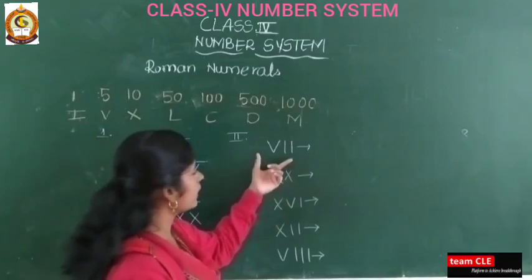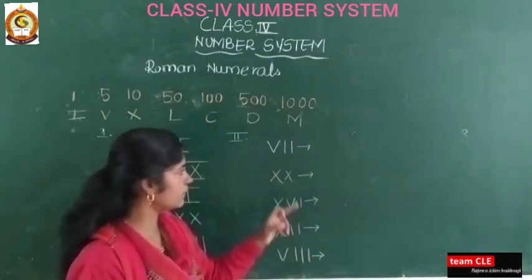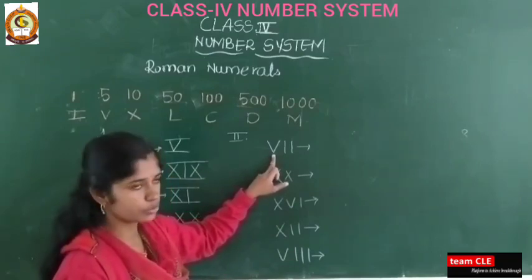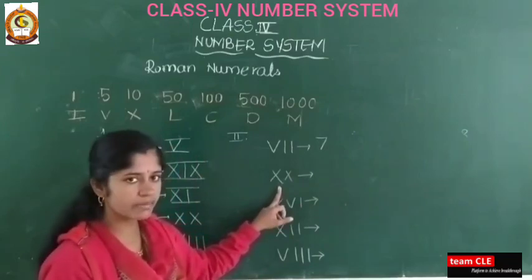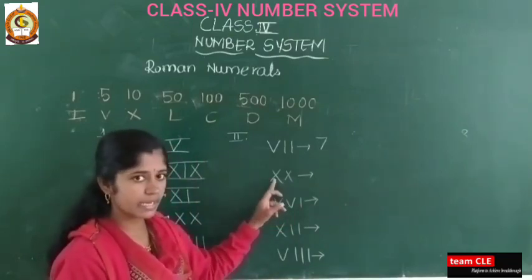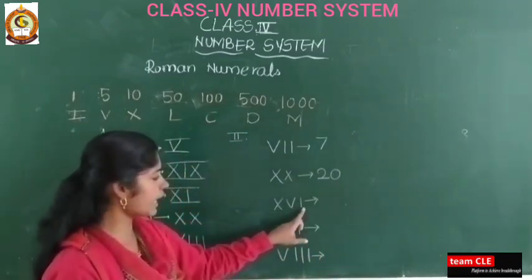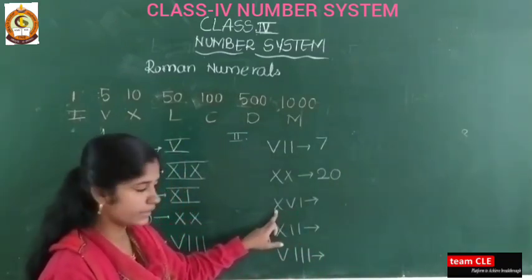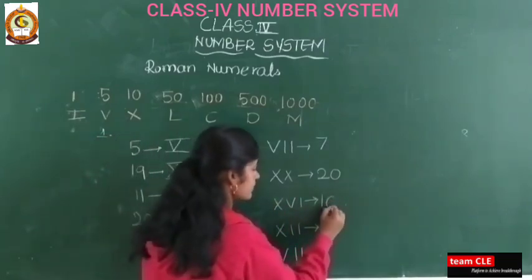Next here, what is there? Roman numerals are there. You have to write in Hindu Arabic numbers. Here V stands for 5, 6, 7. Write here 7. Here 2 times X is there. X means 10. 10 plus 10 is 20. X, V, I, I is there. Here X means 10 plus 5, 15. 15 plus 1 is 16.